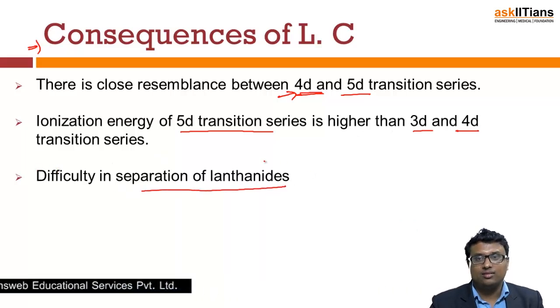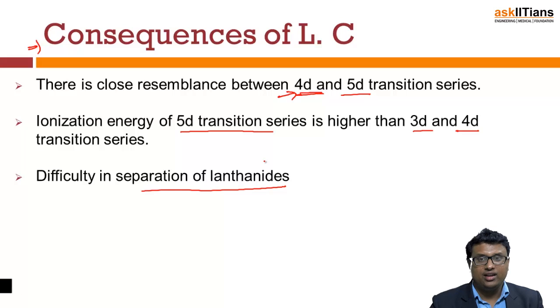Since most of the atoms have similar atomic radii, it will be very difficult to actually separate them, right? Because all of them have a similar size. And also, now you know there is a 4d transition series and a 5d transition series. Because of lanthanoid contraction, there is a close resemblance between these 4d and 5d transition series.